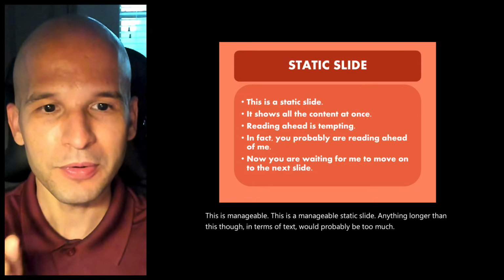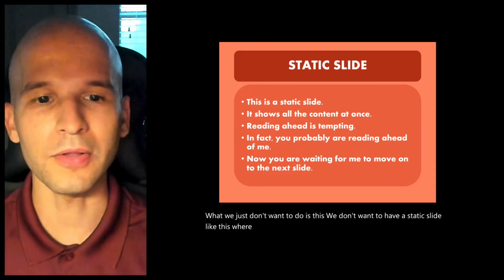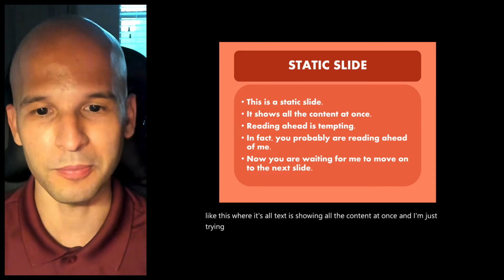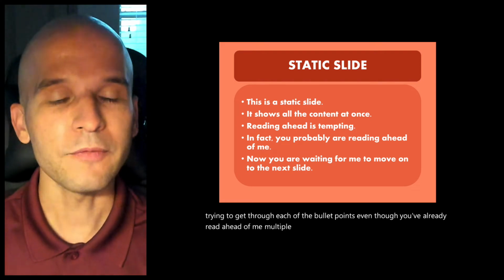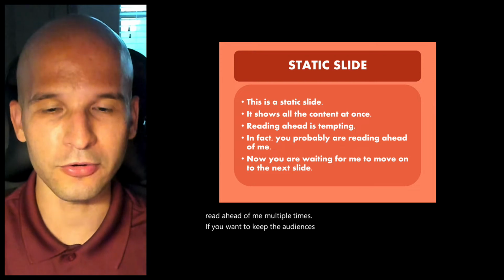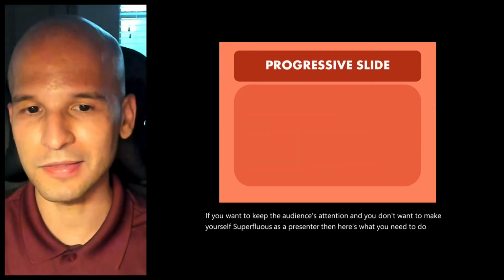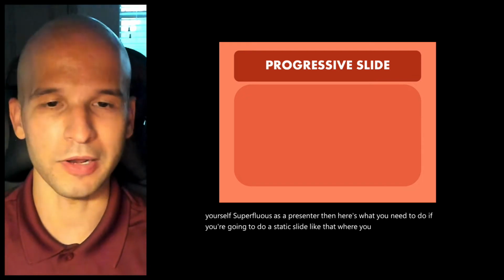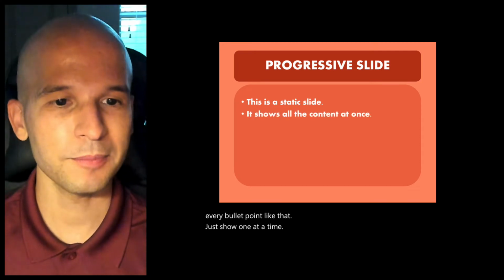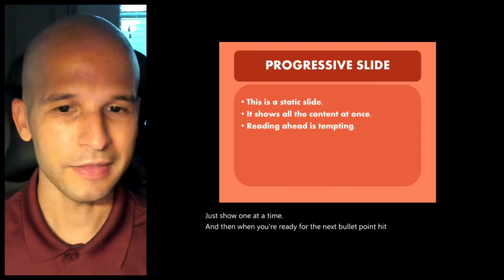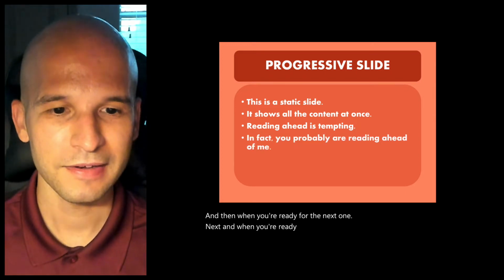What we just don't want to do is this. We don't want to have a static slide like this, where it's all text, it's showing all the content at once, and I'm just trying to get through each of the bullet points, even though you've already read ahead of me multiple times. If you want to keep the audience's attention and you don't want to make yourself superfluous as a presenter, then if you're going to do a static slide like that, where you have to show every bullet point, just show one at a time. And when you're ready for the next bullet point, hit next.